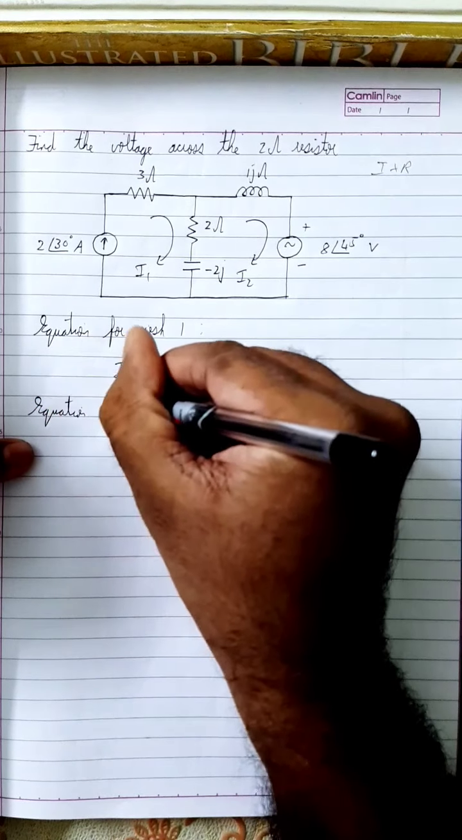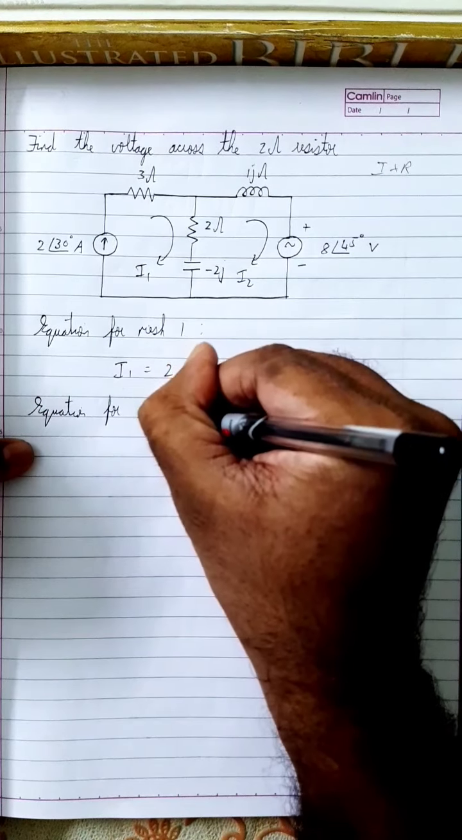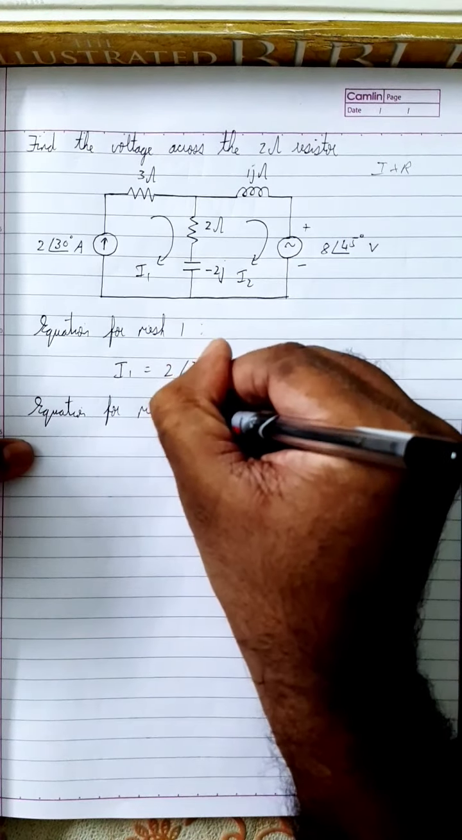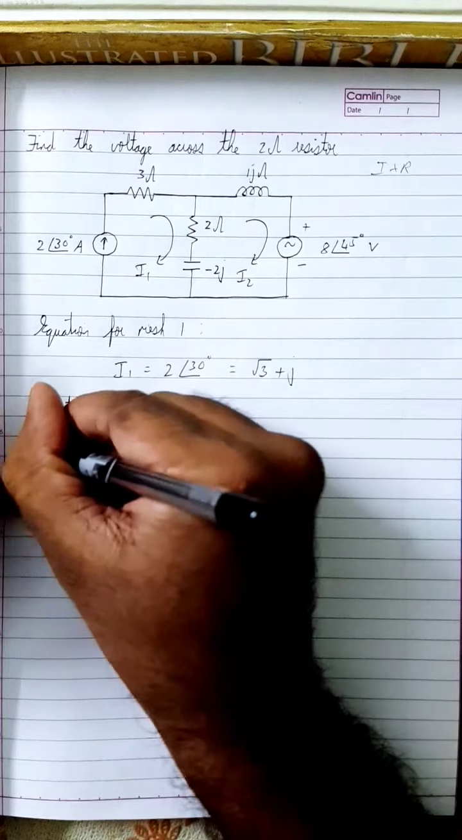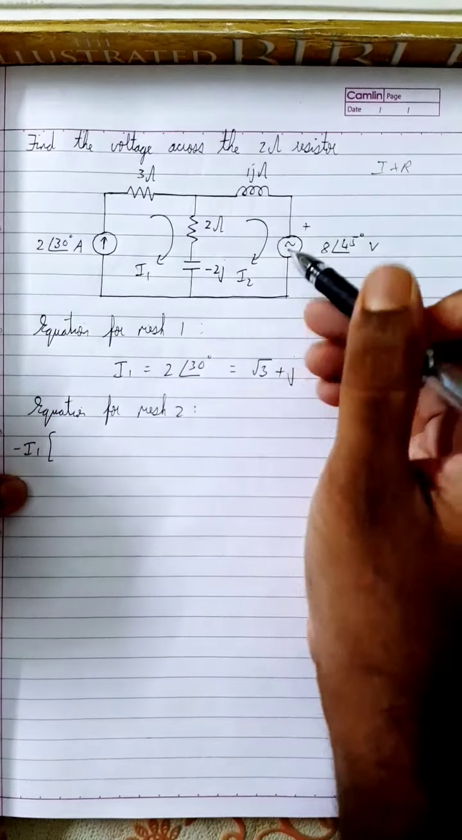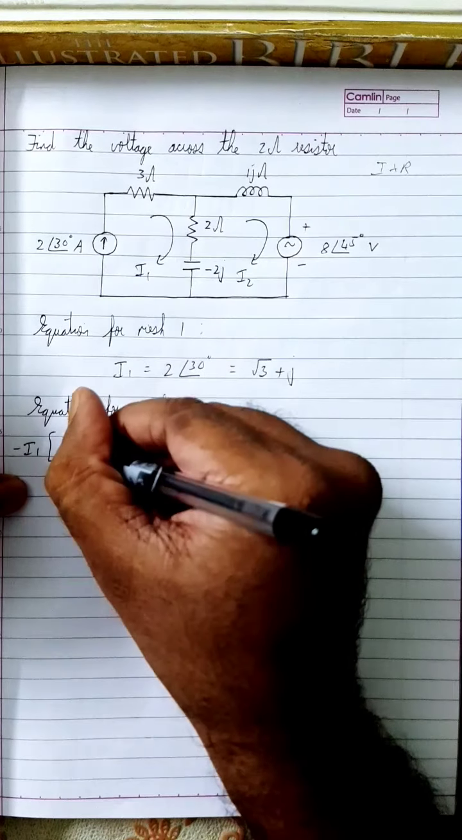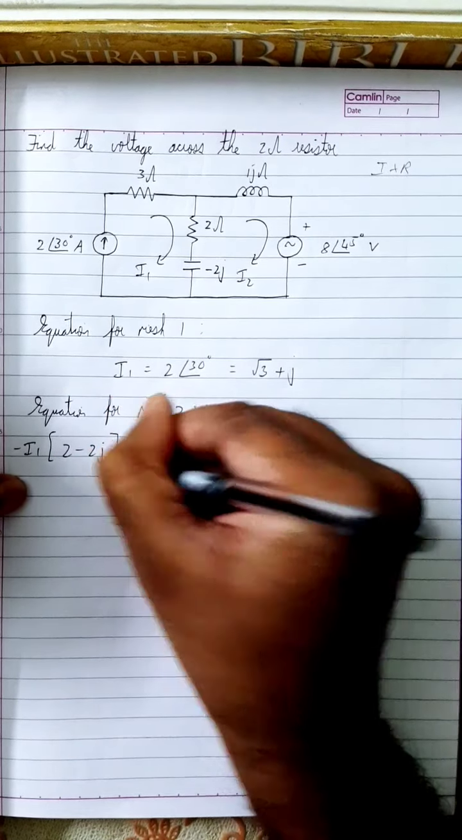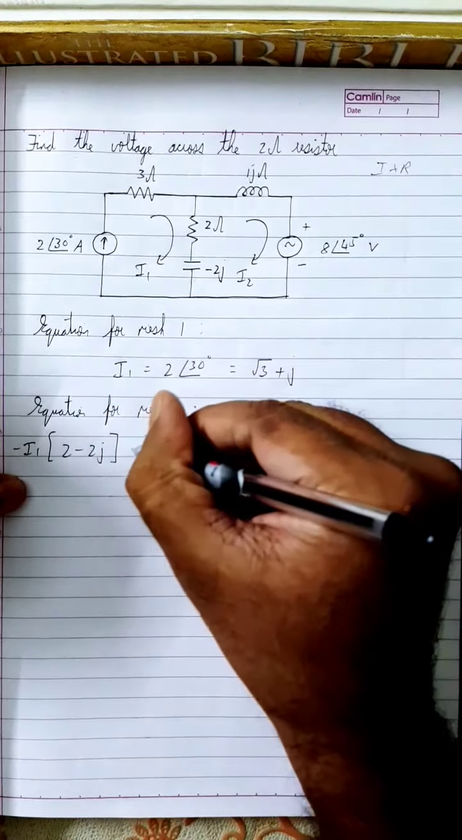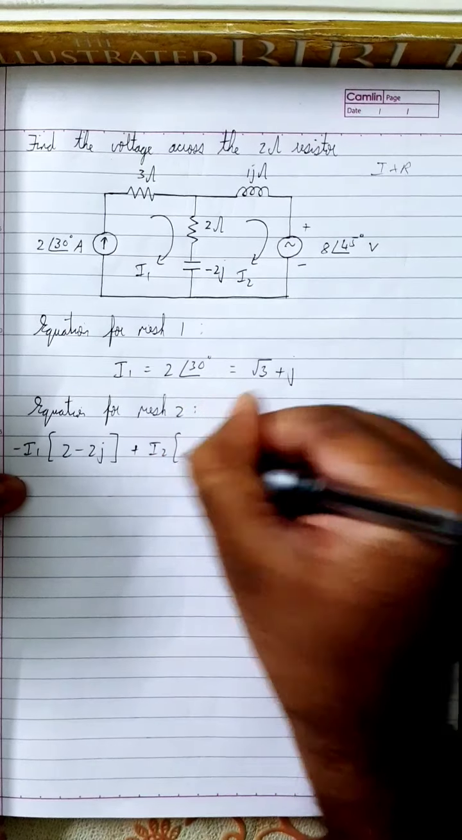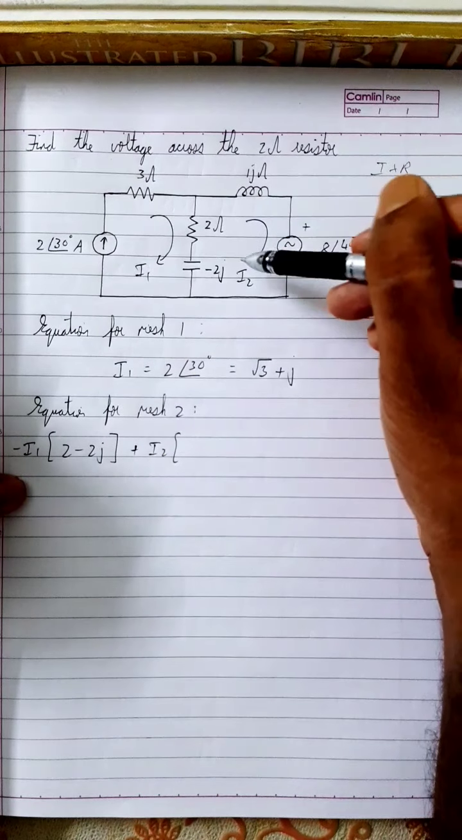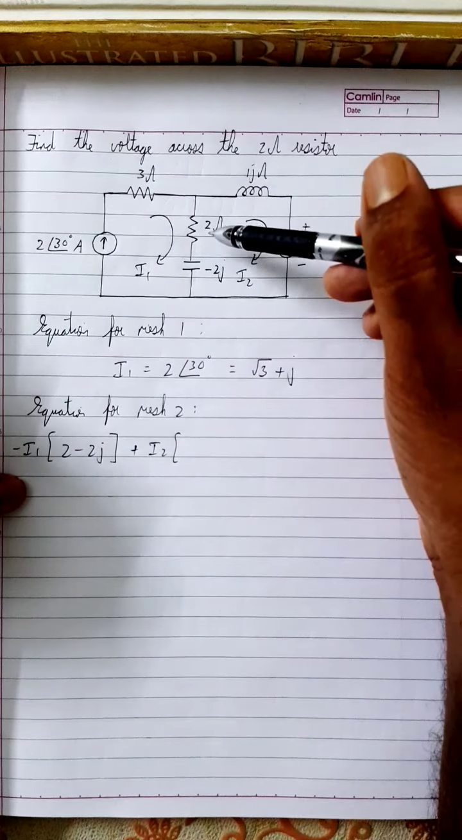Equation for mesh 2, right? So again, in this equation I2 is positive, right? And I1 is negative, which means it is I1 into, and I1 is touching these two impedances, 2 and minus 2j. So it is 2 minus 2j. That is for I1, and for I2, plus I2 into, and I2 is touching all of these impedances, right? That is this minus 2j, this 2 and this 1j. That is 2 and this minus 2j, this is minus j.